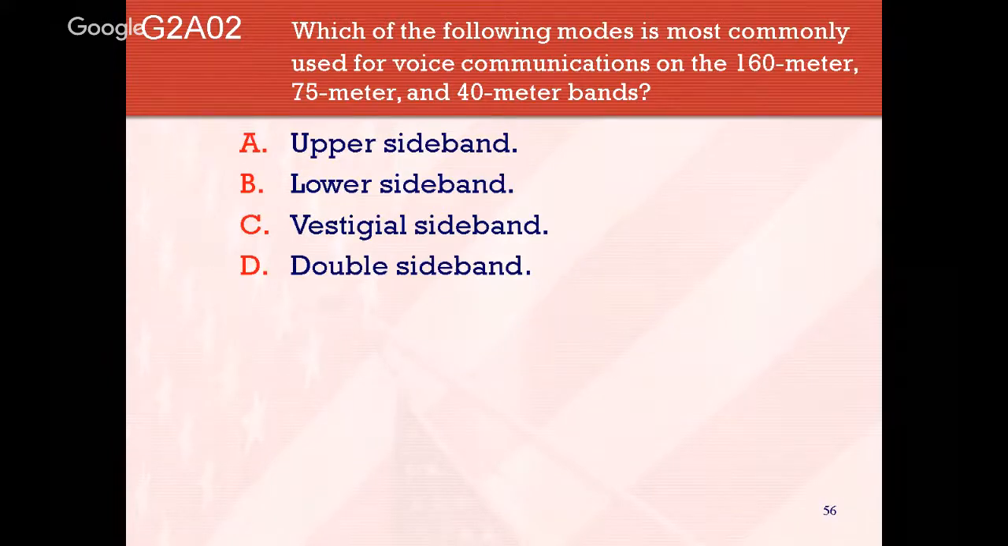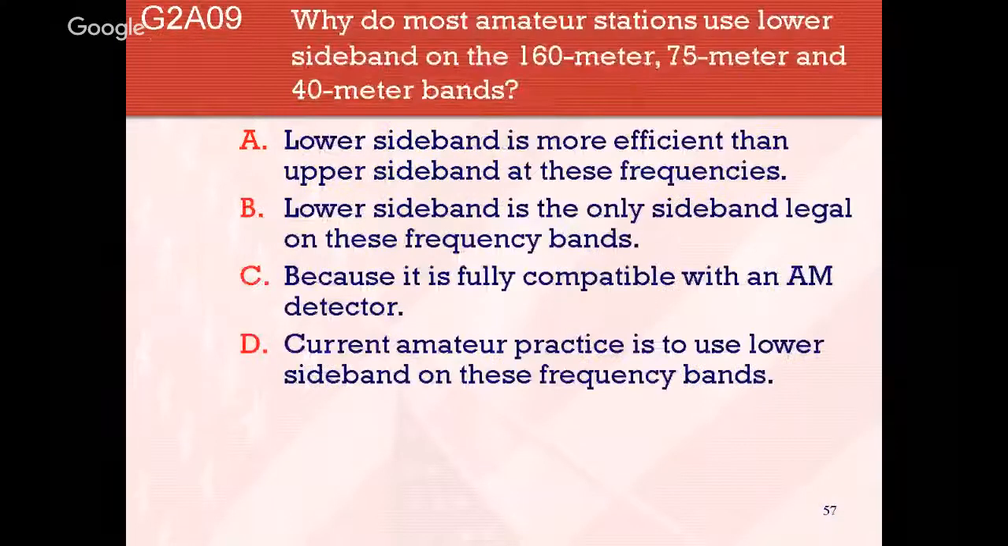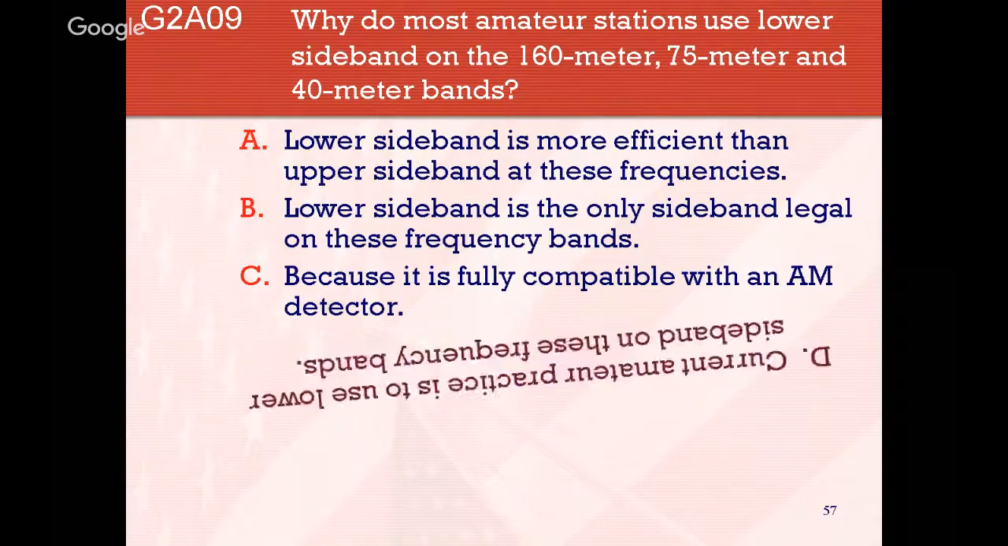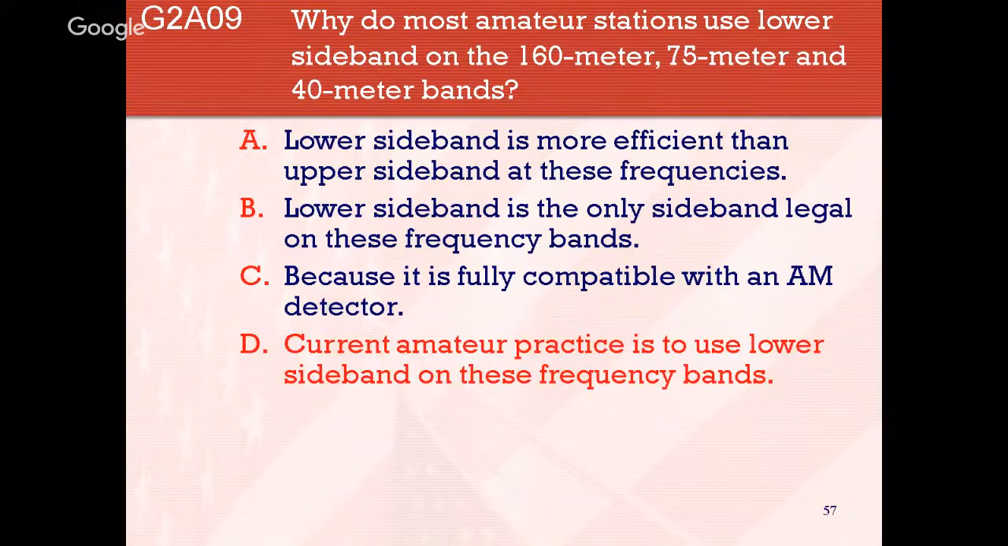Again, by tradition and convention, we're using that lower sideband if it's frequencies below the 14 megahertz or 20-meter band. So why do most amateur stations use lower sideband on 160 meters, 75 and 40-meter band? Well, the current amateur practice, your answer here is D, is to use lower sideband on these frequency bands. It's by convention. Okay. So it's a tradition that's been held for many, many decades.